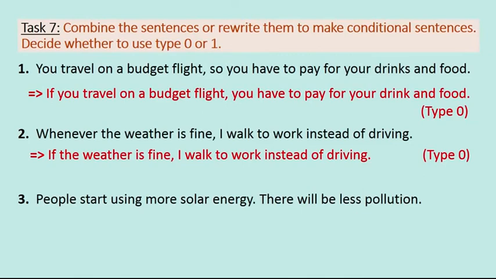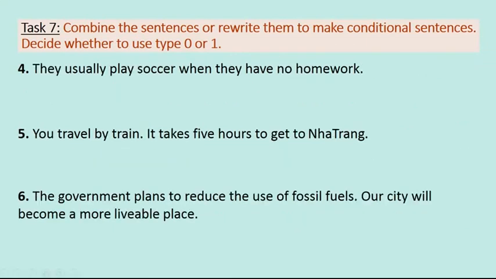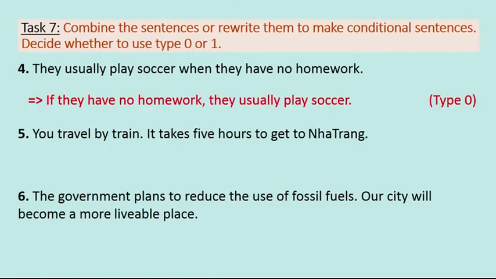3. A future event which is likely to happen is mentioned in this statement, so we use the conditional sentence type 1 to combine the sentences in question number 3. The answer is: if people start using more solar energy, there will be less pollution. 4. The statement talks about a specific fact, so the conditional sentence type 0 must be used here. We have the complete sentence as follows. If they have no homework, they usually play soccer.